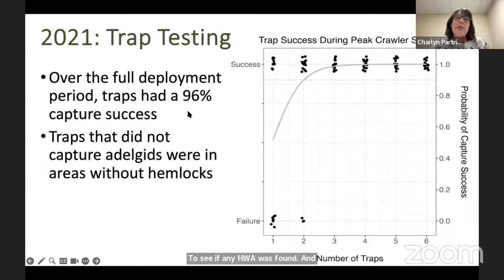And so here are the results from that trap testing. Over the full deployment period, 96% of our traps captured either an adelgid or adelgid-associated material.